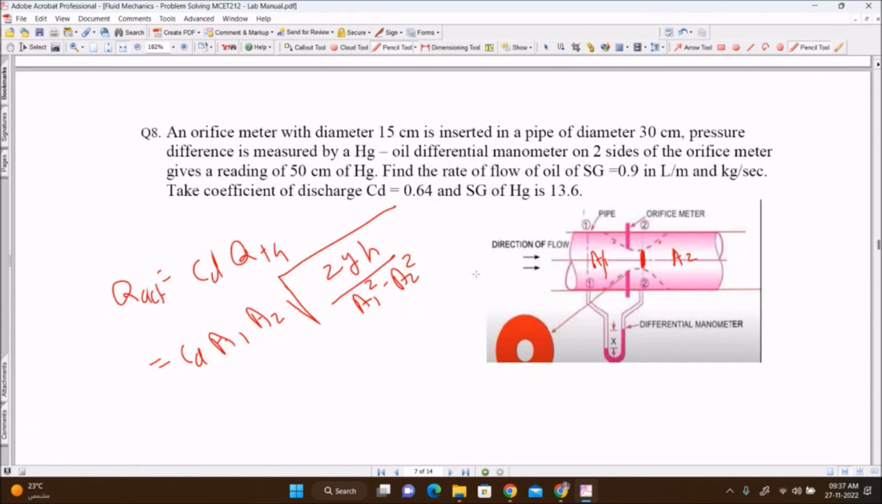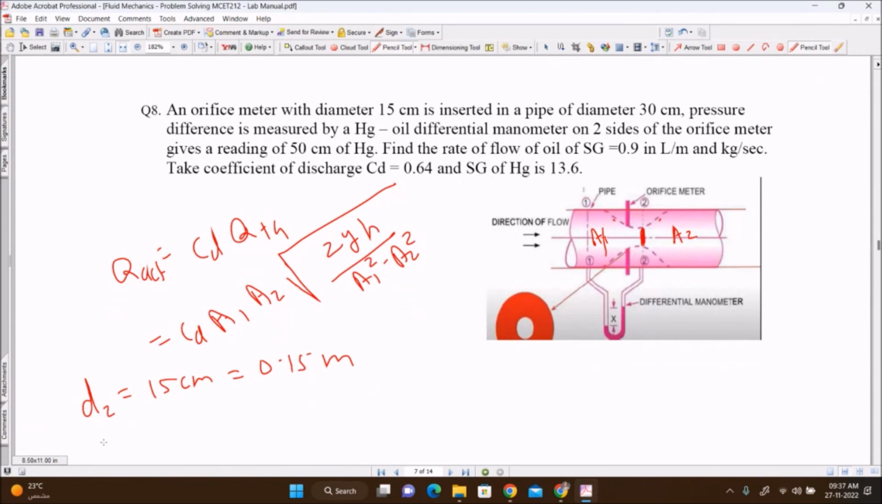An orifice meter with a diameter means orifice diameter, which means A2. D2 is given. D2 is equal to 15 centimeter, immediately 0.15 meter. Pipe diameter is D1. So always D1 is bigger than D2. Smaller is D2, bigger is D1, 30 centimeter, so 0.3 meter.